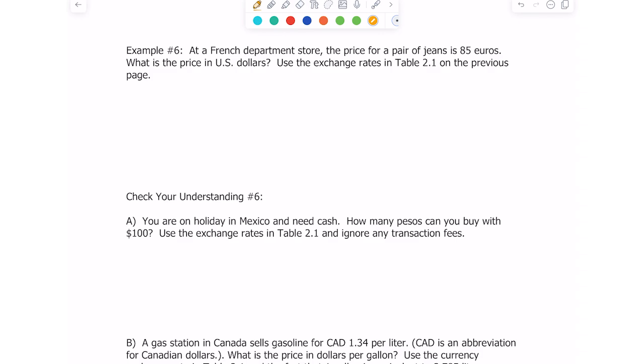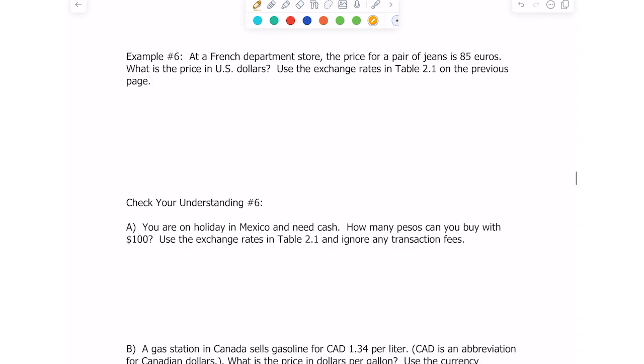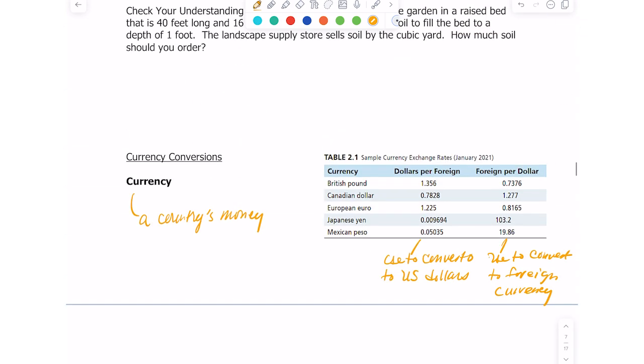At a French department store, the price for a pair of jeans is 85 euros. What is the price in US dollars? Use the exchange rates in table 2.1 on the previous page. So let's say you're traveling in France and you see a pair of jeans that's 85 euros. How much money would that be in US dollars? Well, if I look back at my table, I know that 1 euro is equal to $1.225.